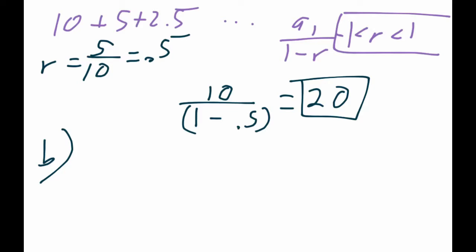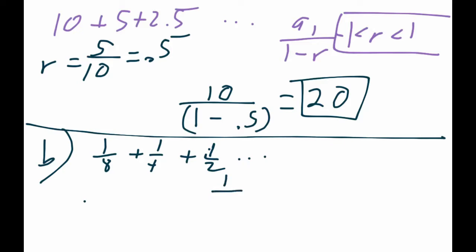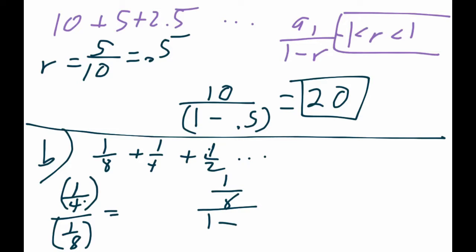For part B, we have 1/8 plus 1/4 plus 1/2 dot dot dot. And so when we do this problem and I try to find out what r is, you have 1/4 divided by 1/8, and when you divide it, you want to make sure both of these are in parentheses. We get the answer of 2. Now, because 2 is not in between negative 1 and positive 1, the answer here is there is no sum.